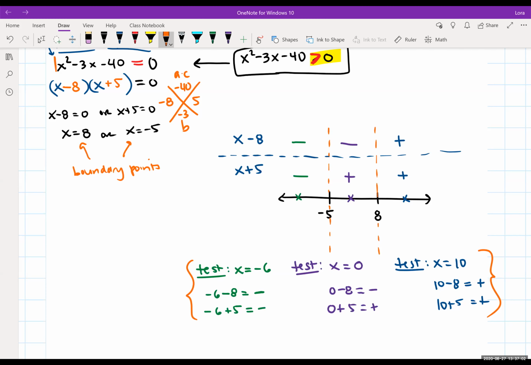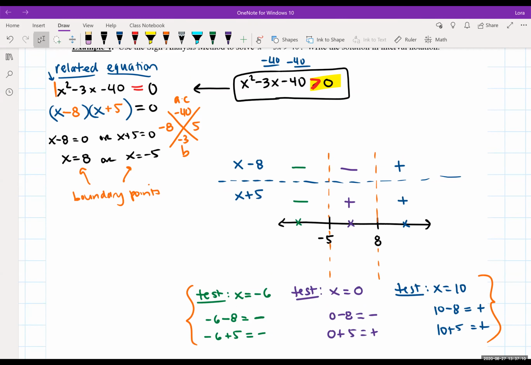So we have a bunch of signs everywhere. The next thing we want to do, here's where the analysis comes in. Think about what was happening with your two factors. You had x minus 8 being multiplied by x plus 5. So if we are actually multiplying the factors, it would make sense that we would multiply the two signs vertically. So x minus 8 times x plus 5, or negative times negative, would give us a positive region.